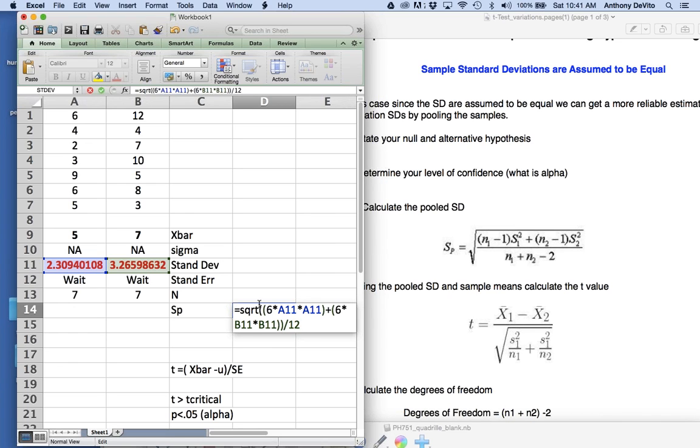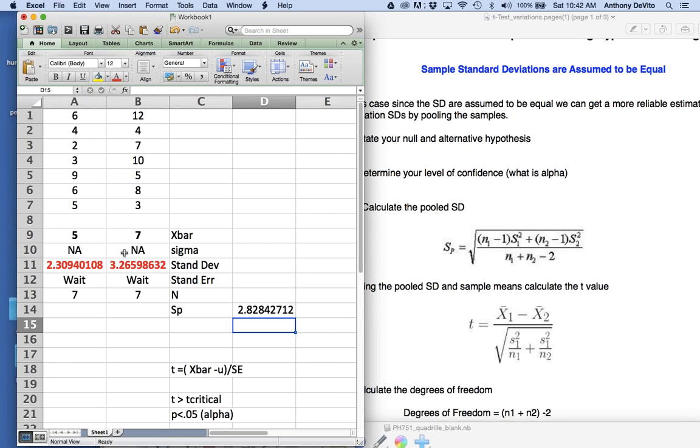I already have the numerator all bracketed together. But now I also need to let it know I want to find the square root of all of that calculation. So I'm going to put an extra set of parentheses around there. If I hit enter, I'm going to get the right answer. So my pooled standard deviation is 2.8. Kind of makes sense intuitively, doesn't it?